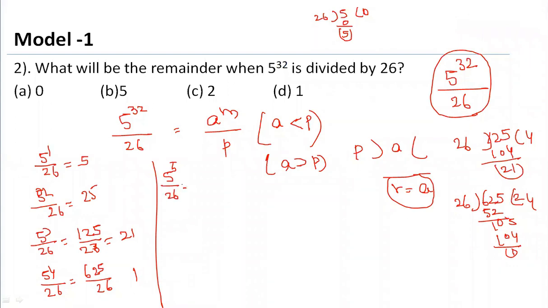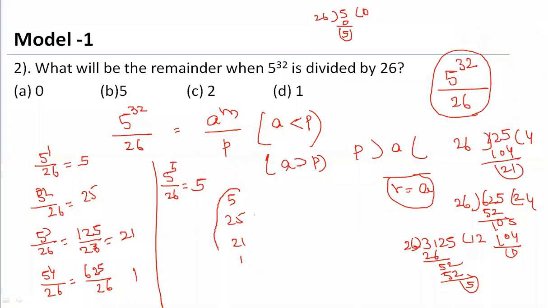5 power 5 divided by 26. 5 power 5 means 625 into 5 now, that is 3125. Try to divide it with 26. 26 ones are 26, 31 minus 26 is 5. 26 twos are 52. Directly you can take down the remainder 5. That means I can sense the same cycle is going to get repeated. What is the cycle? 5, 25, 21, 1.